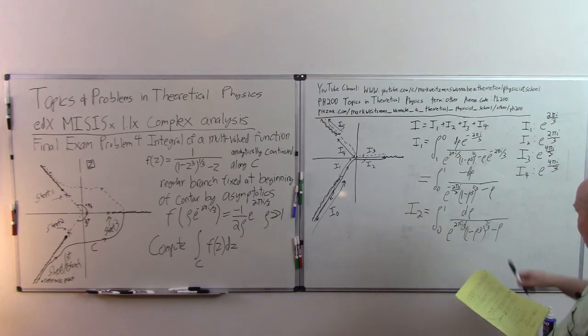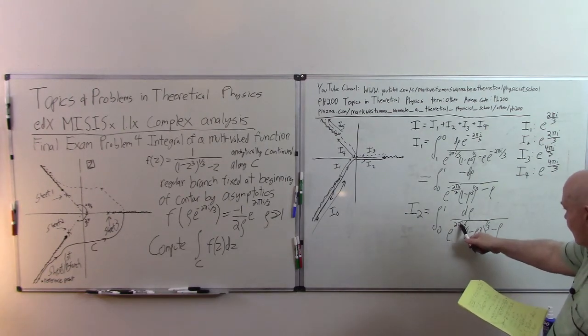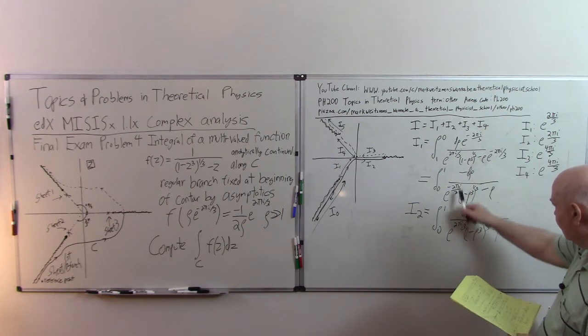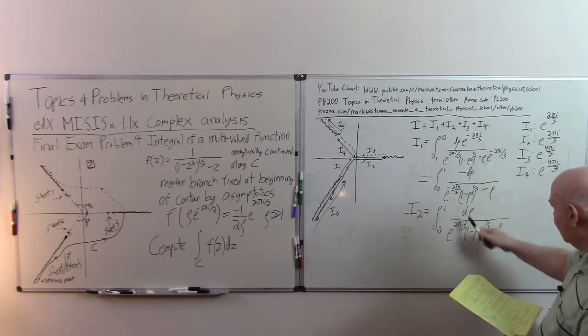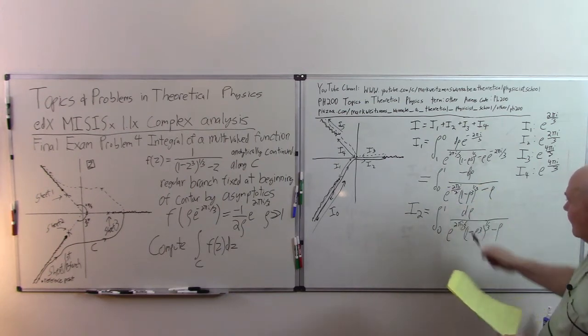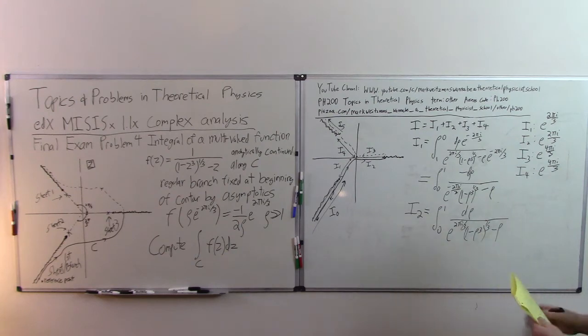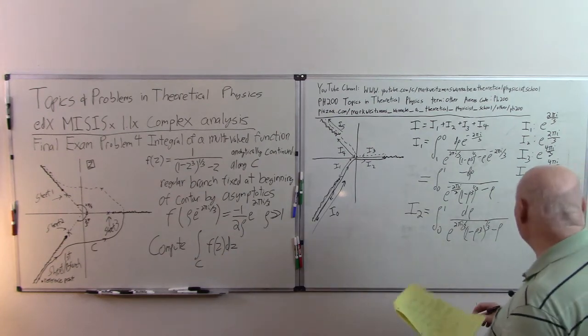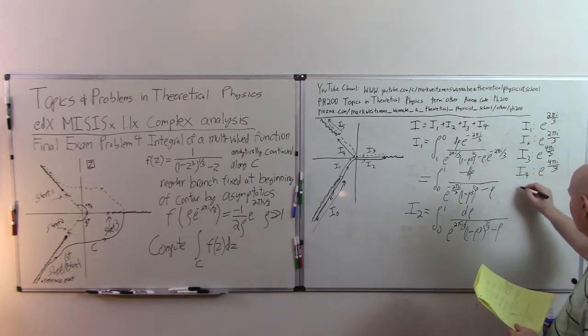Okay, so you can see that this is the complex conjugate of this. So there's a minus sign here. It's close, but they don't cancel. Now let's do I3.